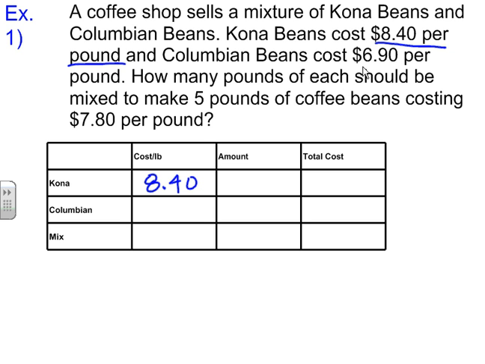Next thing I see is $6.90 per pound is the Colombian. So again, I'm going to write that there, 6.90. And the last thing we have, I want to make 5 pounds of $7.80 per pound. Well, we know the $7.80 per pound is going to go down here to the mix because that's what we're looking for. And for amount, I want to have a total amount of 5.